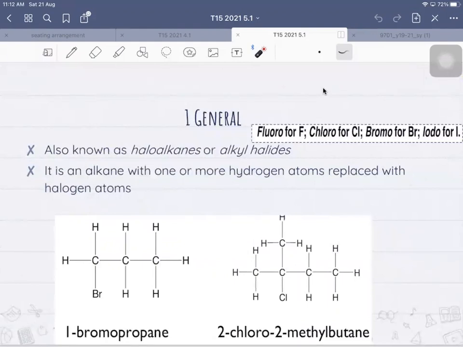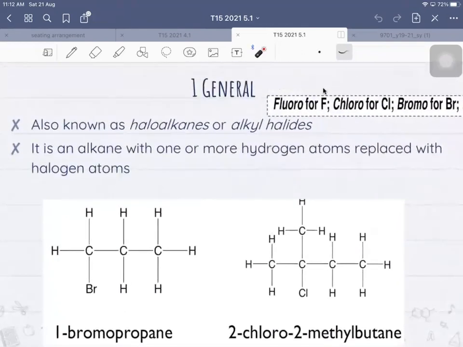So as you can see, when we name halogenoalkanes that contain fluorine, we call it fluoroalkanes. So more specific naming depends on the number of carbon atoms in the principal chain. Okay, so fluoro for fluorine, chloro for chlorine, bromo for bromine, and iodo for iodine.